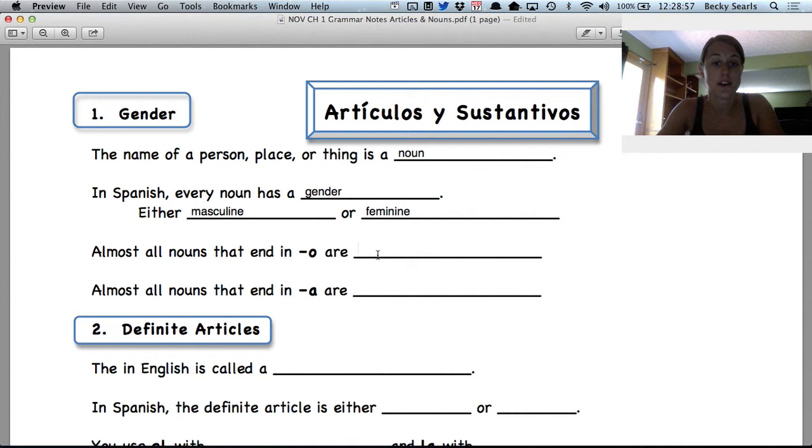And luckily for us, it's easy to tell which is which for the most part, because most nouns that end in O are masculine, and most nouns that end in A are feminine. Now, a quick note here. It's interesting that the essence of the person, place, or thing does not determine the gender. So, for example, say you have a truck. You might think a truck is more manly for some reason. But in fact, the word for truck is feminine. La camioneta.